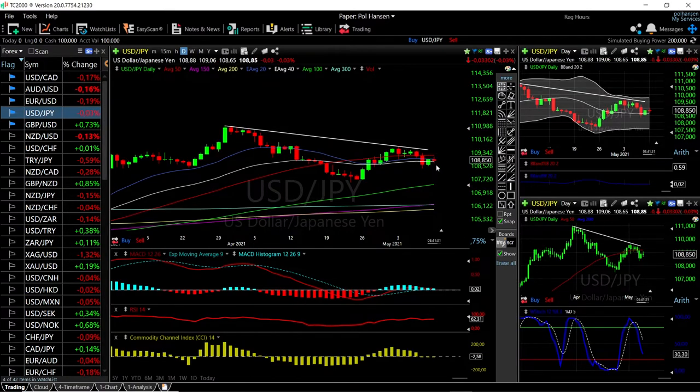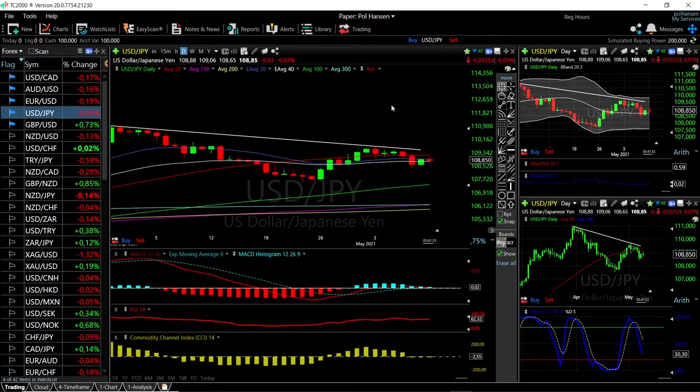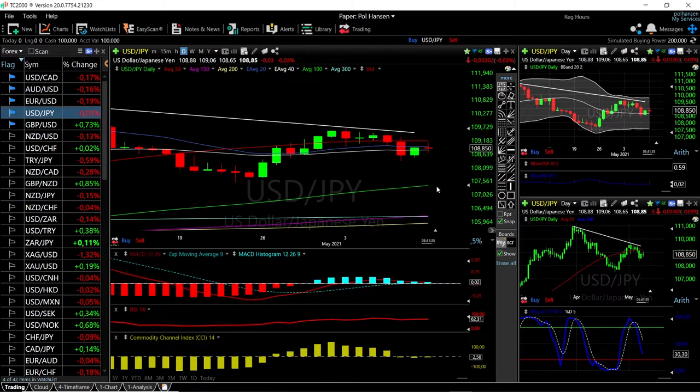So let's look at the US dollar, Japanese yen. Nothing really happened here today. We are down a little bit, 0.03 at this current stage. Really boring. We're just staying between the 40 and the 20 exponential moving average. We did rally up towards the 50, got rejected, pulled back, and then rallied yet again, and then ended up between the 20 and the 40 exponential moving average. We're just above the middle of the bullish band.